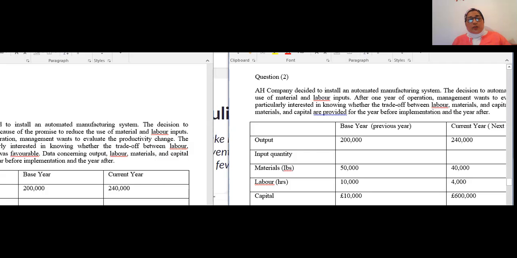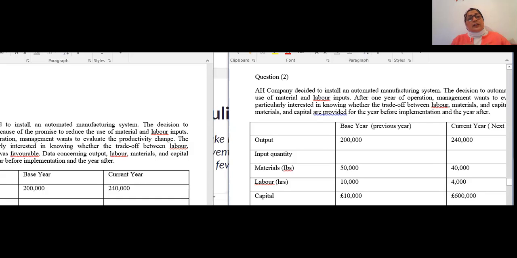And what the information will be provided, you will get the output for the 2 years, you will get inputs for the information about the inputs separately. So you will get information about material, information about labor, information about capital. In some other question, you will get more about energy, electricity, whatever the inputs are.